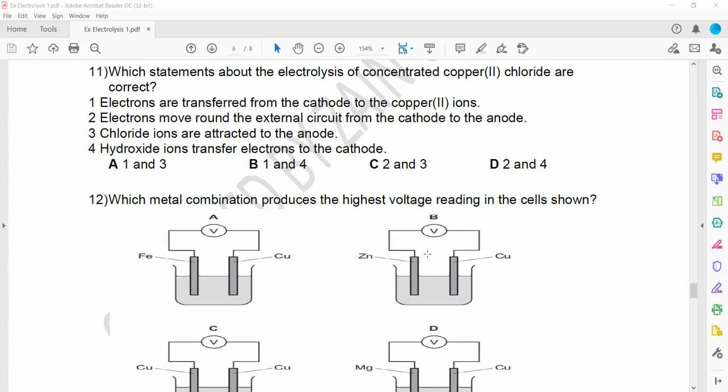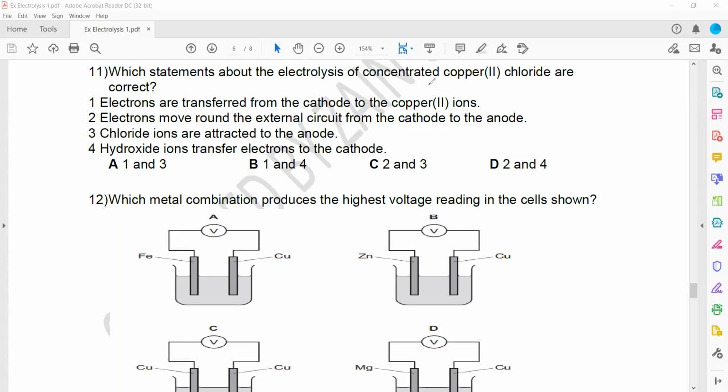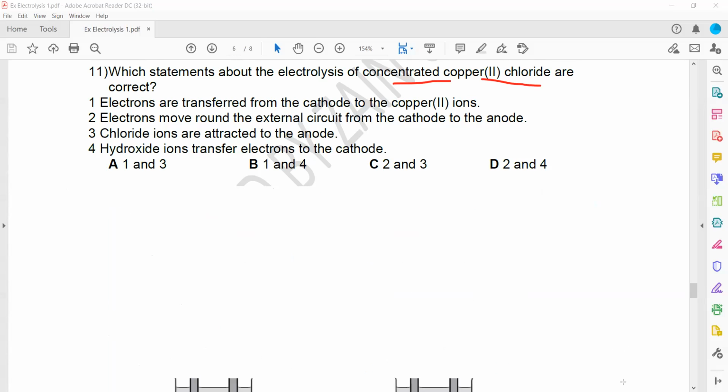Question related, MCQs related to the topic electrolysis. Which statement about electrolysis of concentrated copper chloride are correct? So again, when you are doing electrolysis, the first thing you have to do is write the equation. You should understand what will happen during this electrolysis.